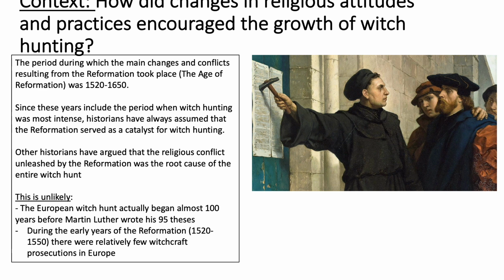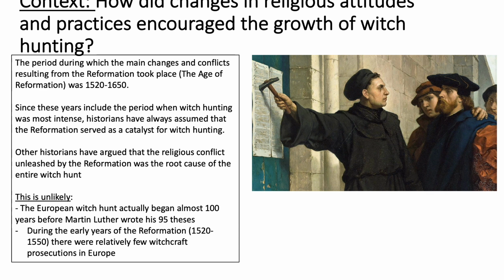Number one, in terms of chronology, the European witch hunt actually began almost 100 years before Martin Luther wrote his 95 Theses and kickstarted the Reformation. So it doesn't quite fit in with this age of Reformation, age of witch hunting argument, and the synthesis that some historians have drawn there.